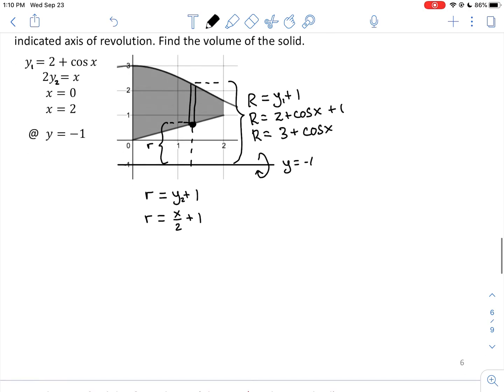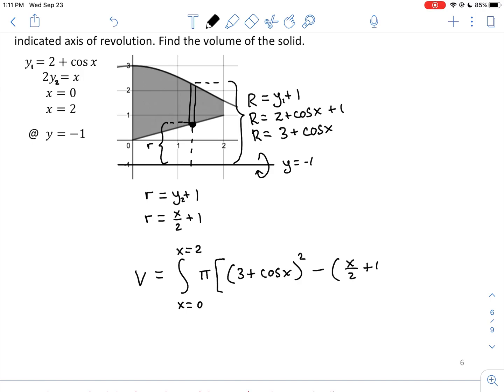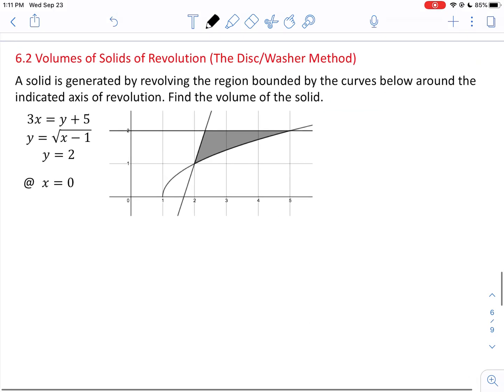Okay, once you've established those two lengths as functions of x, then you're ready to set up the volume of the solid. It's going to be an integral from x equals 0 to x equals 2, pi, put some brackets. Then we do big R squared, so that's 3 plus cosine of x. That needs to be squared. And then minus, and then parentheses, and then little r squared, which is x halves plus 1. And that needs to be squared. Close the brackets, and then dx. This turns out to be about 61.575 cubic units. Okay, now let's do some regions for which horizontal strips are ideal.